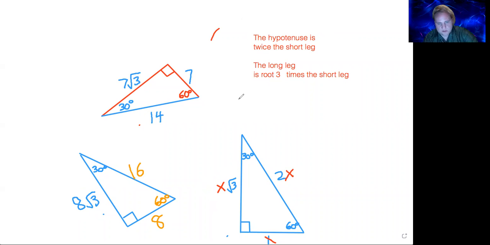Where this gets confusing is when we see root 3s where we don't expect them to be. A lot of times root 3 is on the long leg. It's on the long leg in the diagram. It's on the long leg in this problem and this problem, but it doesn't need to be.